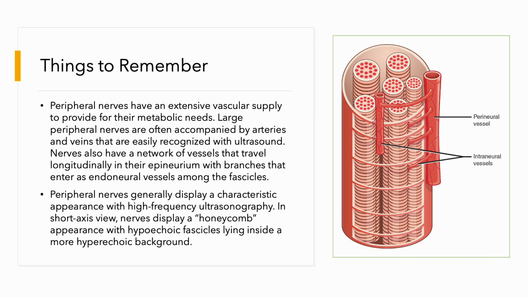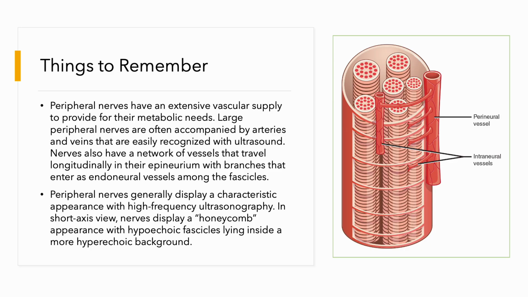So peripheral nerves have an extensive vascular supply to provide for their metabolic needs. Large peripheral nerves are often accompanied by arteries and veins that are easily recognized with ultrasound. Nerves also have a network of vessels that travel longitudinally in their epineurium with branches that enter as endoneural vessels among the fascicles. And you can see that in the illustration here to the right.